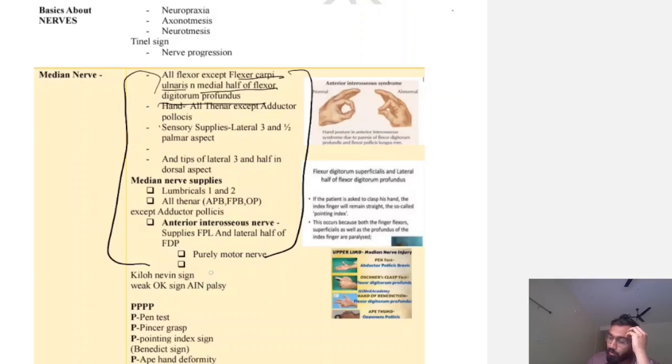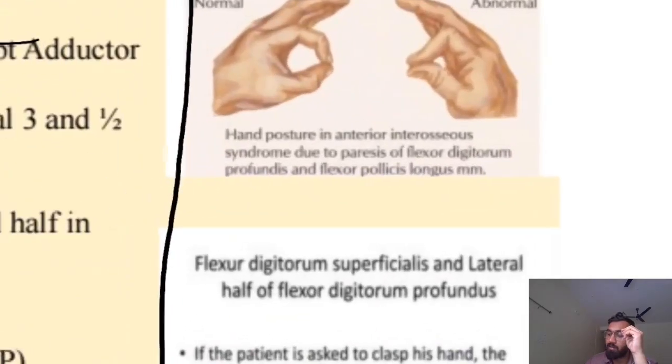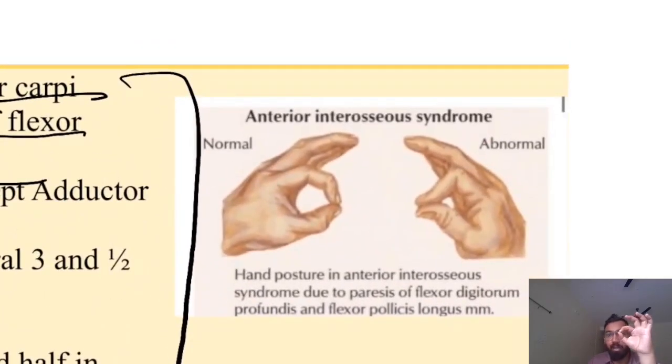Now the OK sign, it is a weak OK sign, it is seen in anterior interosseous nerve palsy. You can see this patient. A normal patient can form an O, but an abnormal patient will not form an O. Why? It is seen in anterior interosseous nerve palsy.